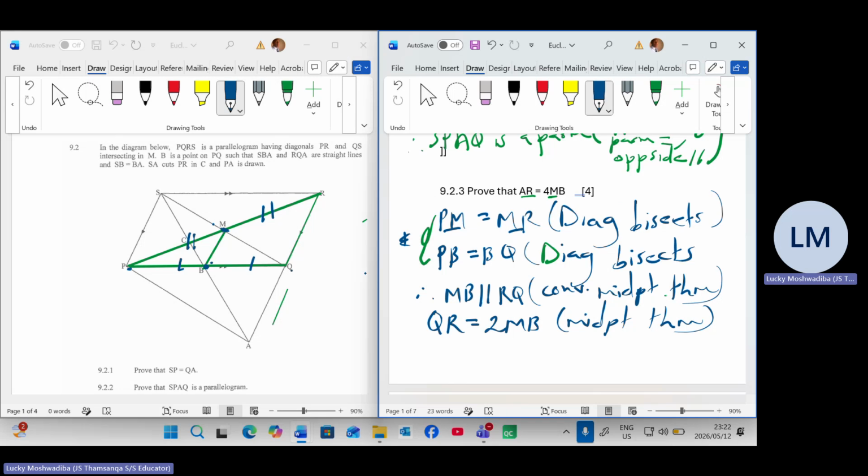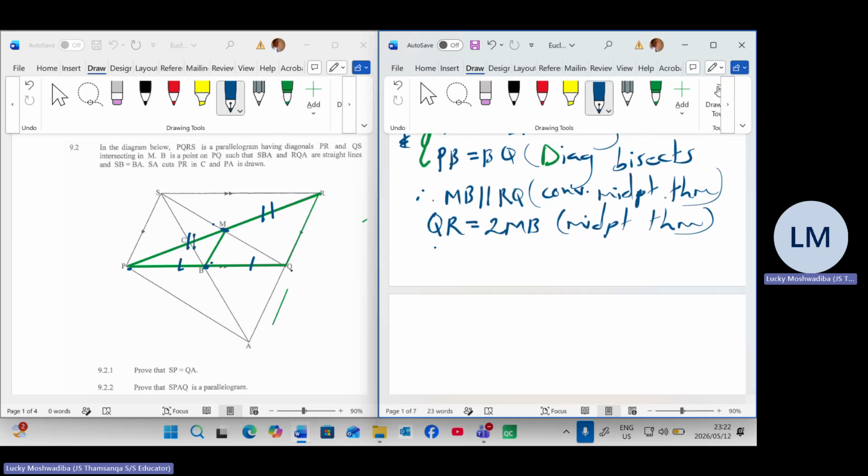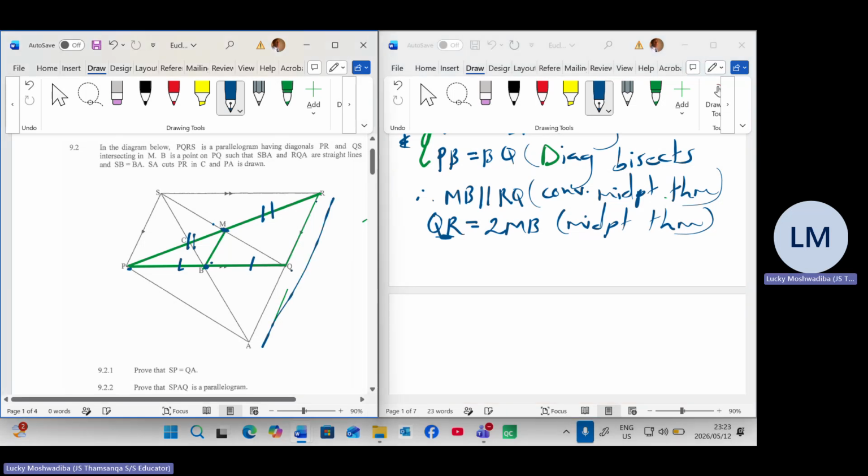However, we do see in our question, we have AR is equal to 4 MB. We don't have QR. So it means we need to deal with this QR. We need to express QR in terms of AR. Can we do that? Let's find out on our diagram. We need to express QR in terms of AR here, the longer side, right?